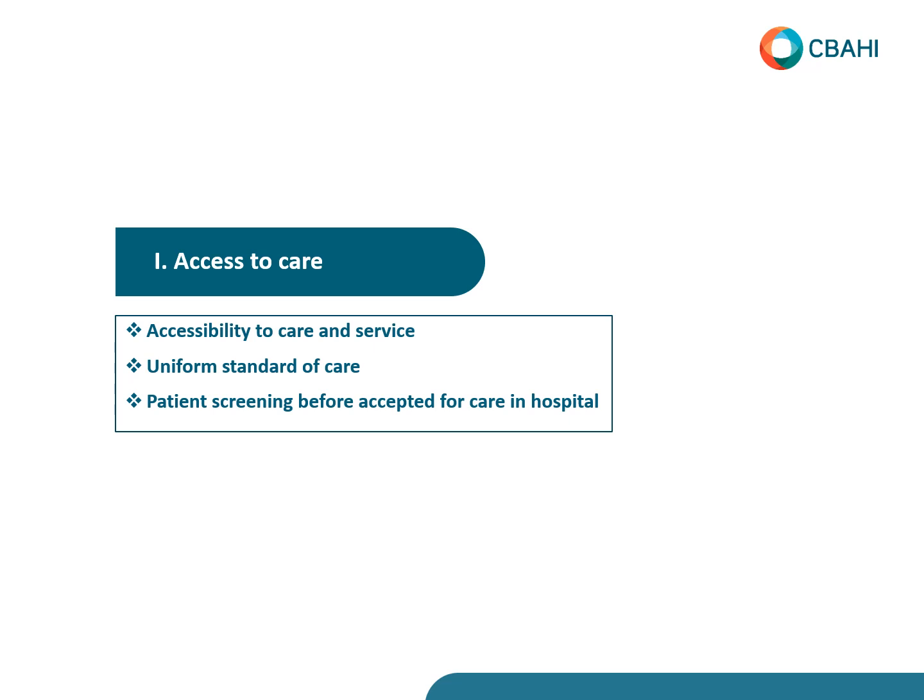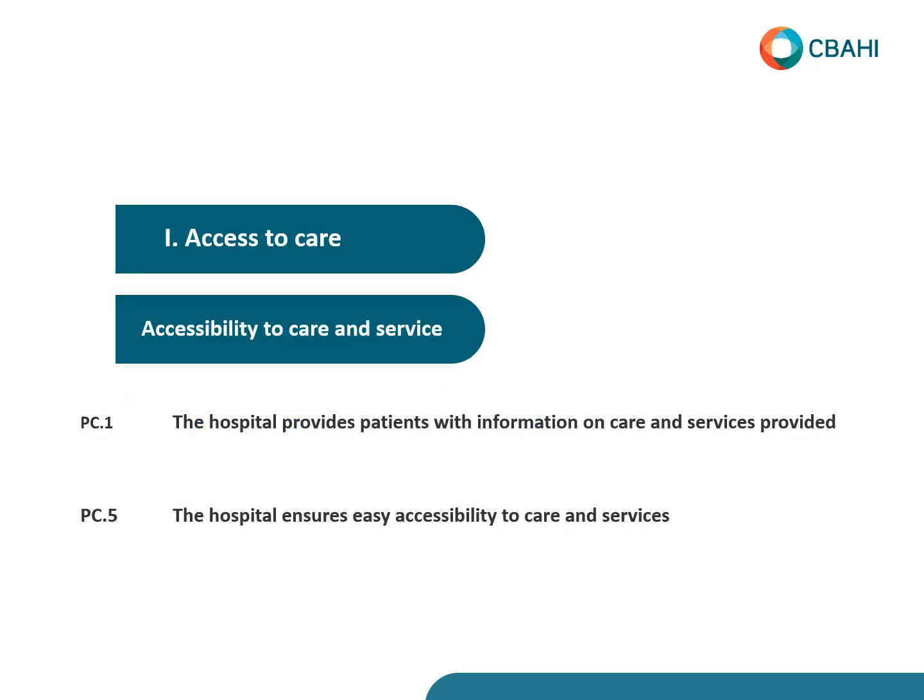Access to care. Accessibility to care and service. Two standards cover this important aspect: Provision of Care 1 and 5. PC1: the hospital provides patients with information on care and services provided. PC5: the hospital ensures easy accessibility to care and services.